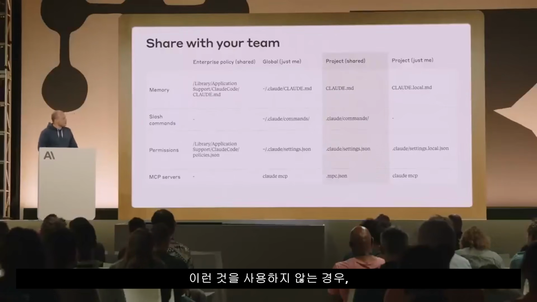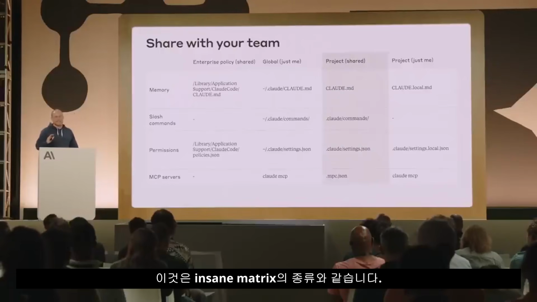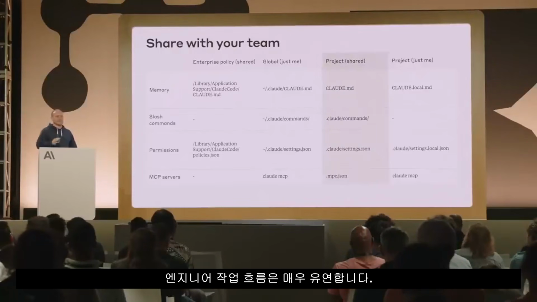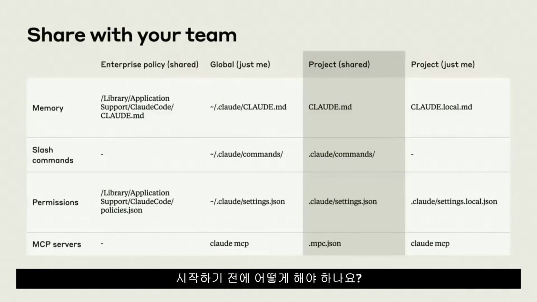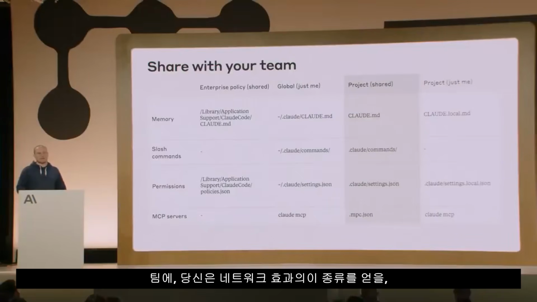If you're not sure which of these to use, this is kind of an insane matrix because we support a lot of stuff, engineer workflows are very flexible, and every company is different, so we want to support everything. If you're not sure how to get started, I would recommend starting with shared project context. You write this once and then you share it with everyone on the team and you get this network effect where someone does a little bit of work and everyone on the team benefits.